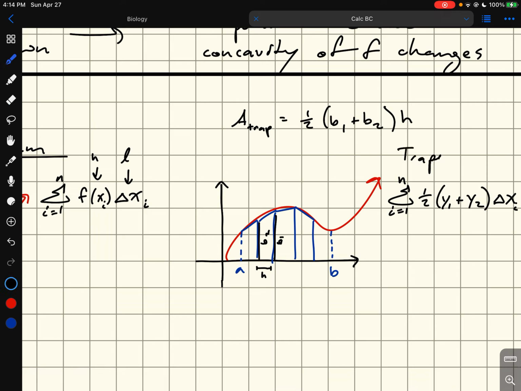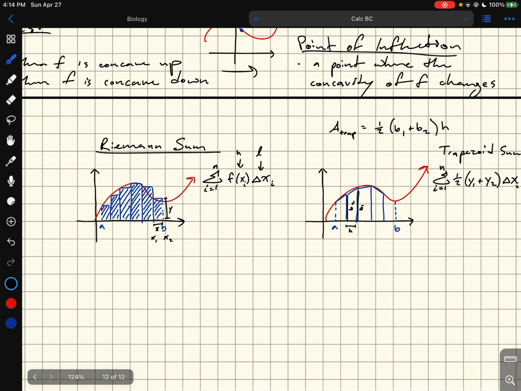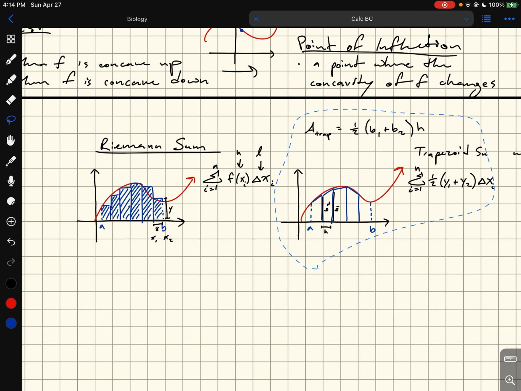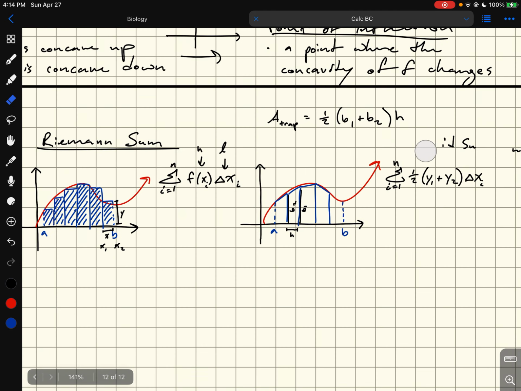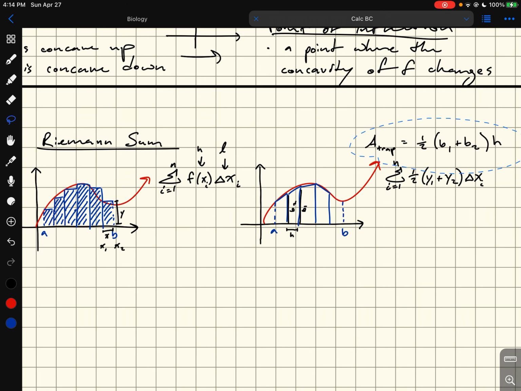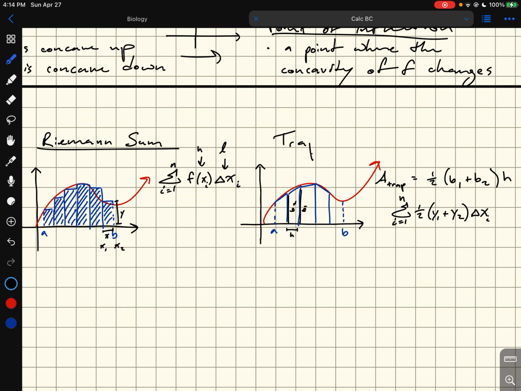Trapezoid sum. We're running out of room. Let me move everything over. I'm missing that M. Oh, that's okay. Let's erase this. Let's make it prettier. Pretty. Trapezoid. Trapezoidal sum.